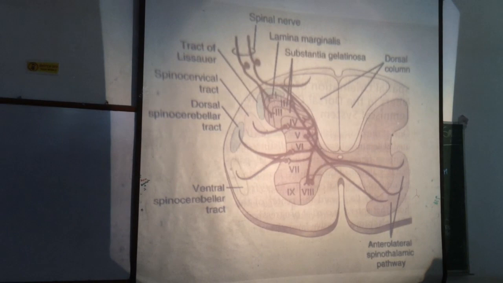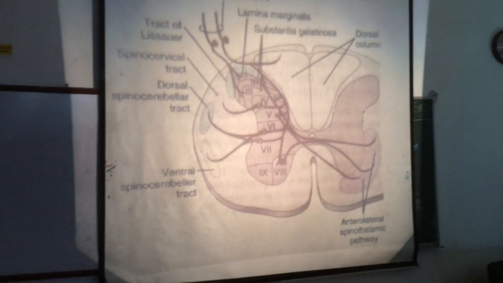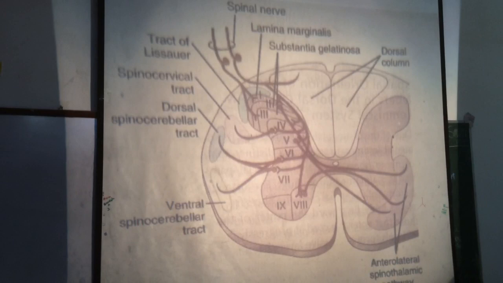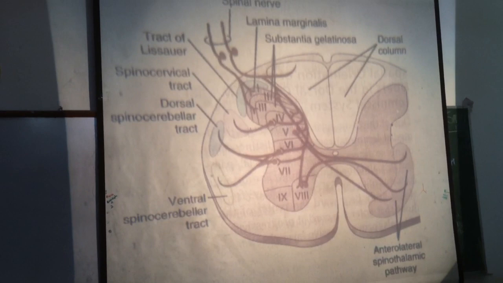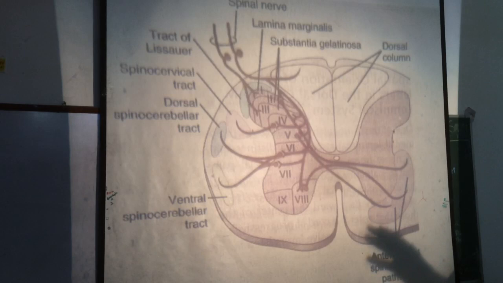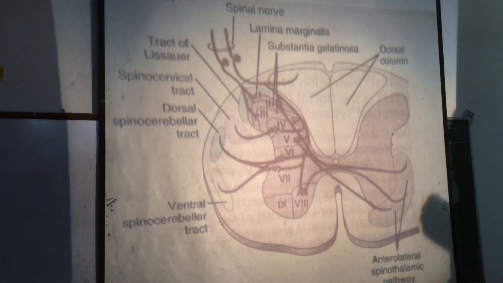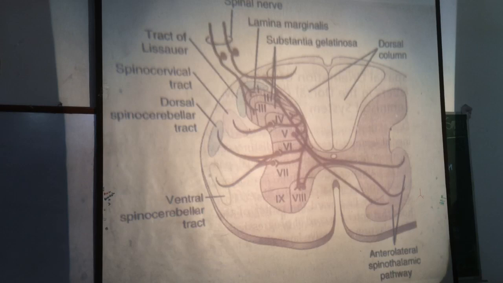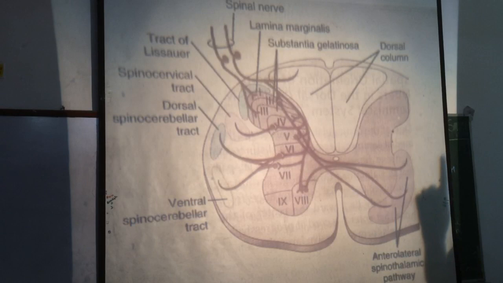So there are two types of spinothalamic tract: the ventral or anterior spinothalamic tract, and then the lateral spinothalamic tract. First I will discuss the anterior or ventral spinothalamic tract. Sensations carried by the ventral or anterior spinothalamic tract.